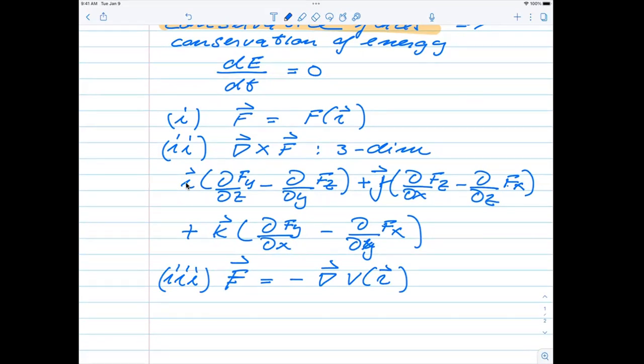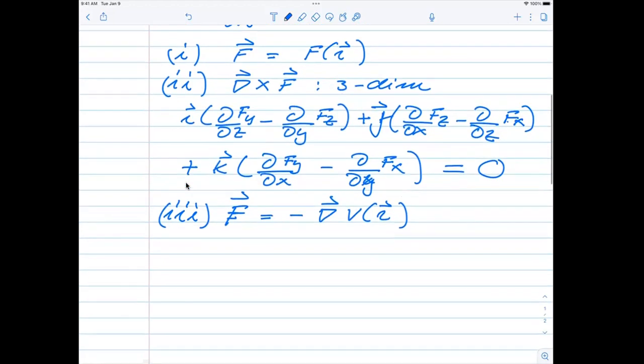Would this curl of the force, this is a quantity which we want to be equal to 0. What happens for this curl if I just have a force which acts in one dimension, and it depends only on the spatial degrees of freedom, which means it depends on x or y or z? So what kind of result would you get? This is the question related to point 2.